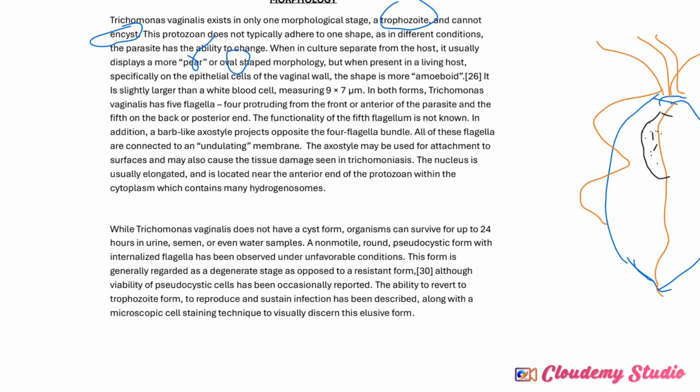Now, Trichomonas vaginalis does not have a cyst form, like I have mentioned. The organism can survive up to 24 hours in urine, semen, and even water samples. That is where they can survive outside the body of their host, for 24 hours.